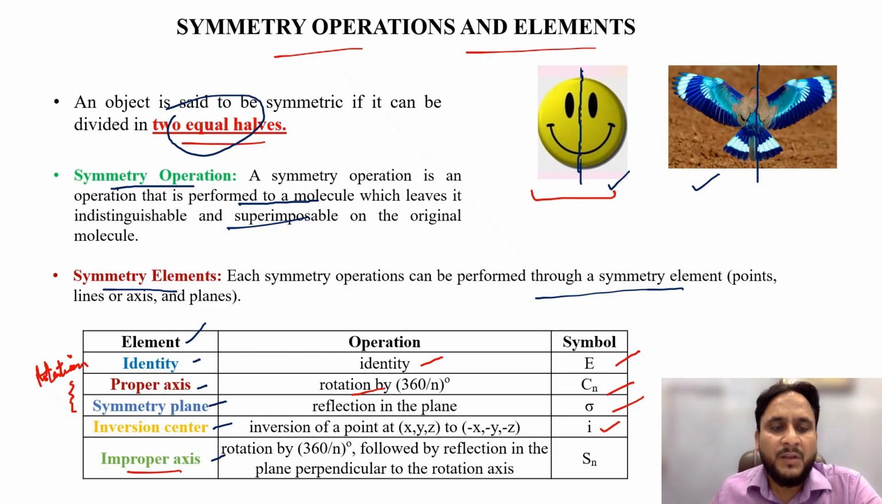So if we rotate a molecule by some angle, and the resulting molecule is not exactly the same as the original molecule, but if we see that molecule in a mirror, the image is exactly the same as the original molecule, then we can say that the molecule possesses an improper axis of rotation. However, that molecule does not possess a proper axis of rotation, but it possesses an improper axis of rotation, and it is represented with the symbol Sn.